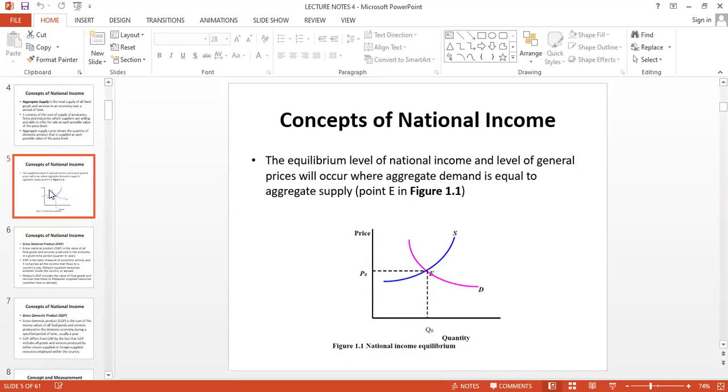Now, there can be a disequilibrium here. You can have a situation where demand is higher than supply. And when aggregate demand is higher than aggregate supply, you have a situation of a shortage in the system. And that has a tendency to push prices up. And that increase in prices, a consistent increase in general prices, is called inflation.